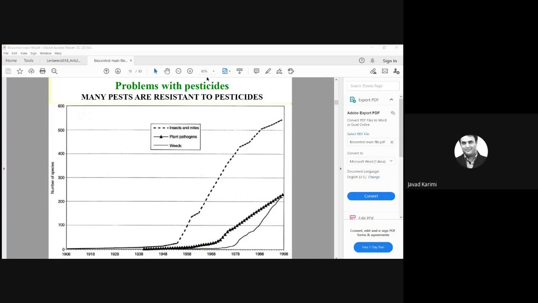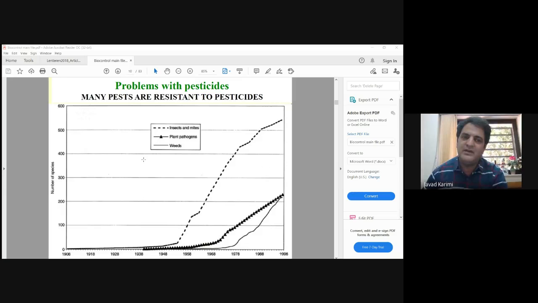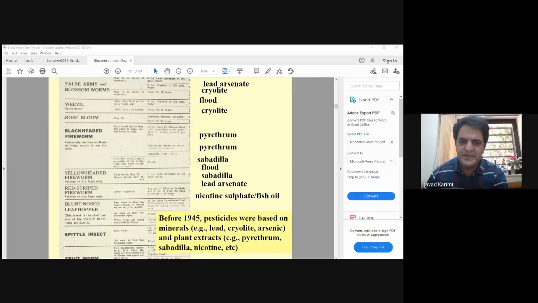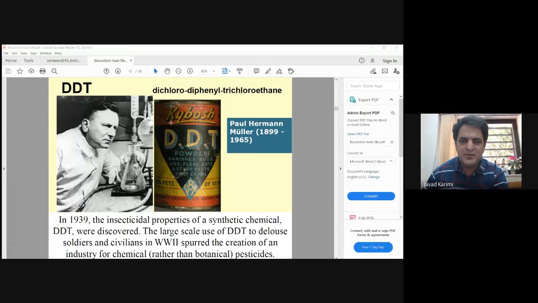This graph shows the resistance to pesticide. This is the number of species. You can see 500, 600 till 1998. At the moment, we have larger data about this issue. This is a history of development which started with DDT and arsenicals and continues ongoing. This is another challenge about the same issue, the history of pesticide, about DDT, its improvement and its effect on the pest.